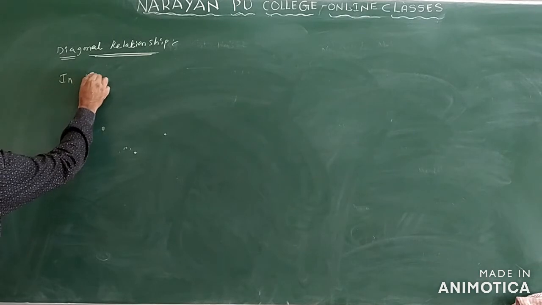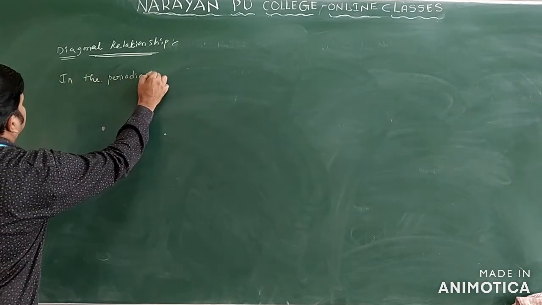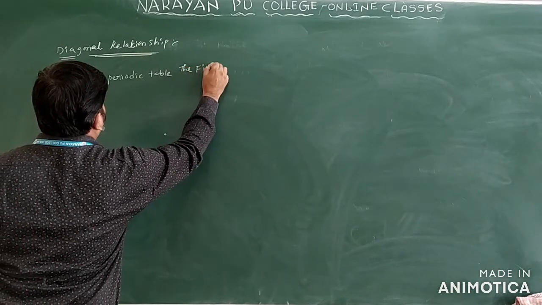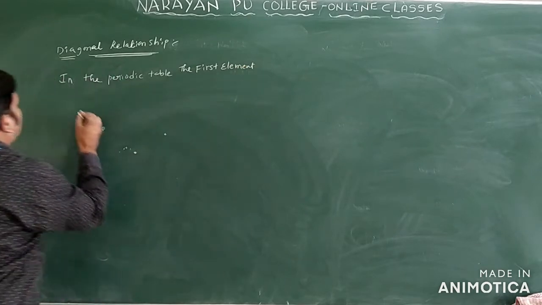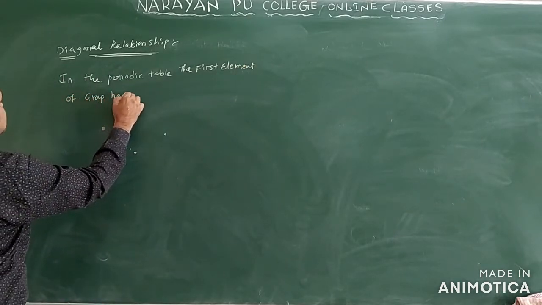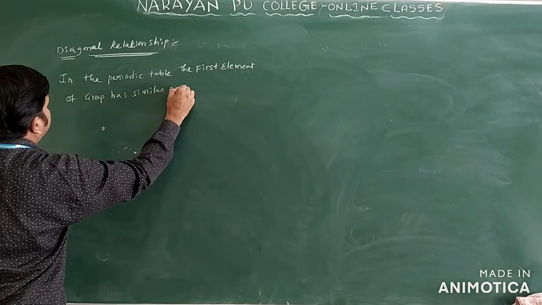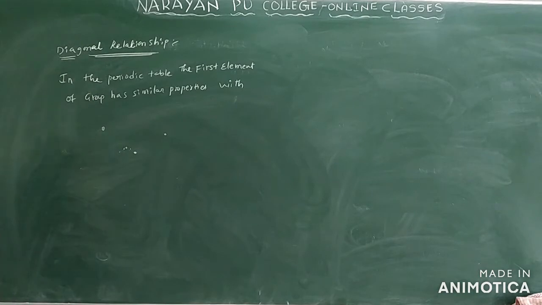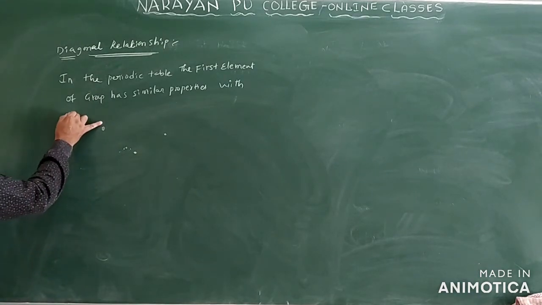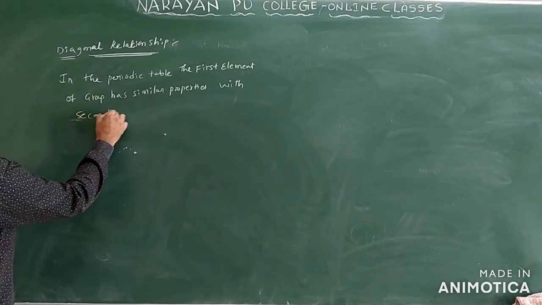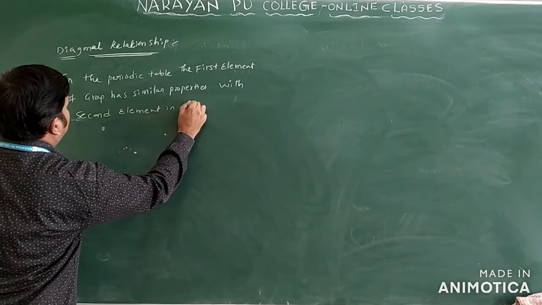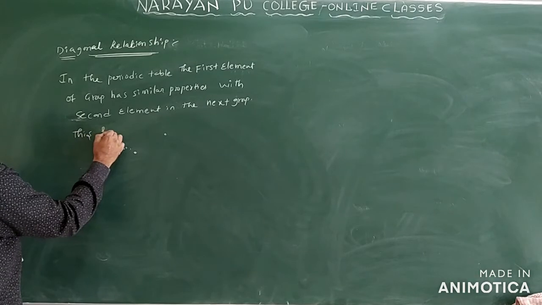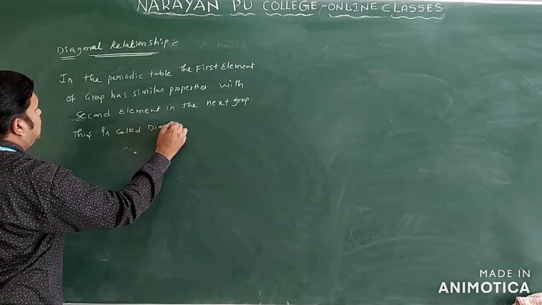I'll write the definition here. In the periodic table, the first element of the group has similar properties with the second element in the next group only. This is called diagonal relationship.